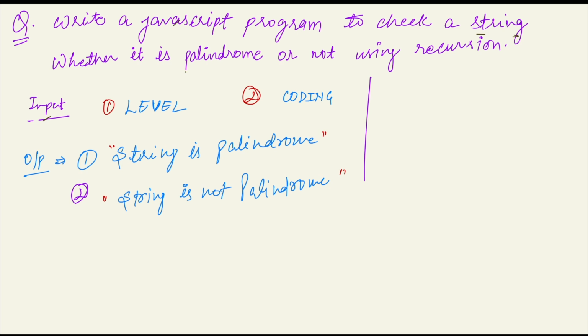So we have an input. In the input we have two strings. One is "level" and the second is "coding", okay? So here we need to check whether "level" is a palindrome or not, and we will check the same condition for "coding" as well. If the string is a palindrome, then it will return "string is palindrome". Otherwise, if it is not a palindrome, it will return "string is not palindrome".